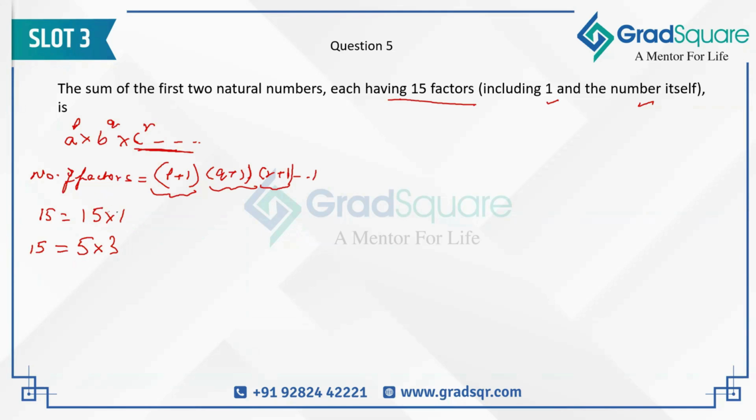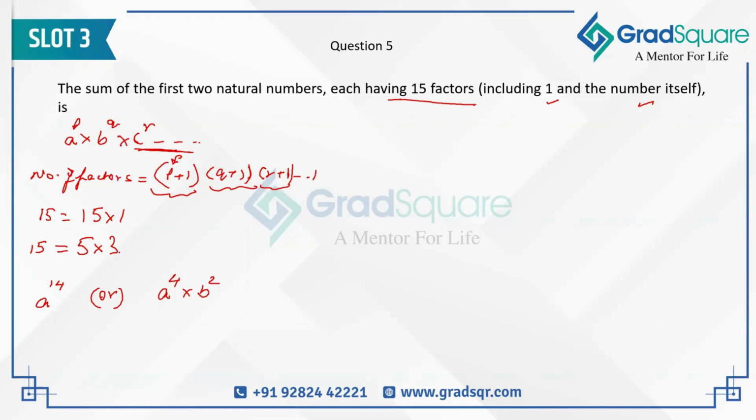If you write it as 15 into 1, then the value of p plus 1 will be 15. So the value of p will be 14. So the number has to be of the format either a to the power of 14, or the number has to be of the format a to the power of 4 into b to the power of 2. Right? This will be my number.